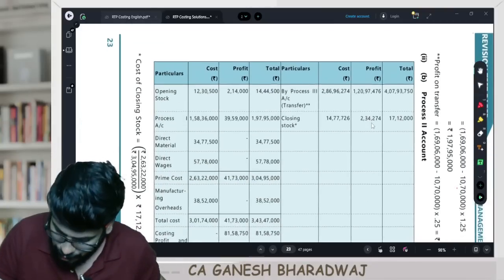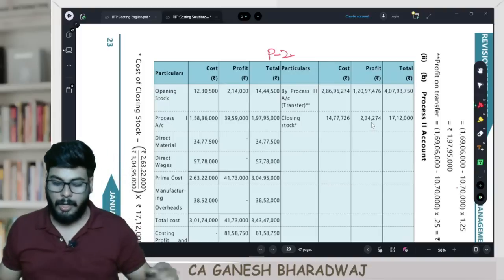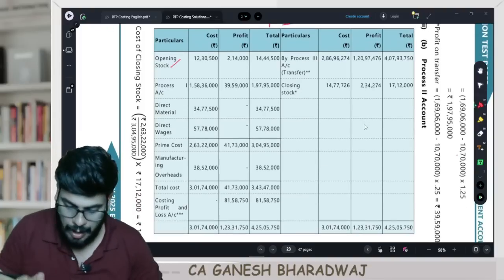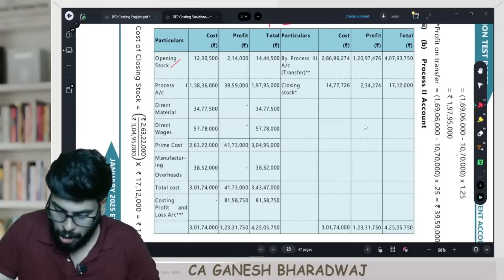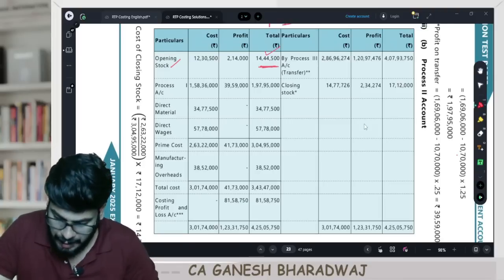Now, this is going to be the process 2 account. Now, in process 2, what happens? First, you have an opening stock. Opening stock, how much is it? It is given as 14,44,500. This figure is given.